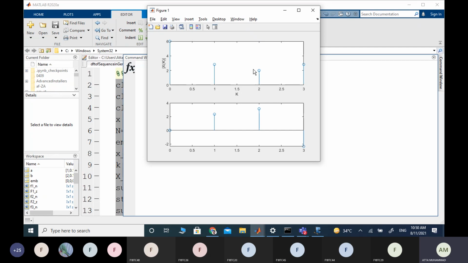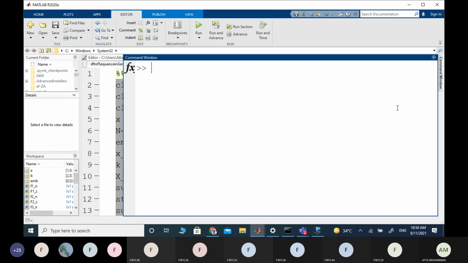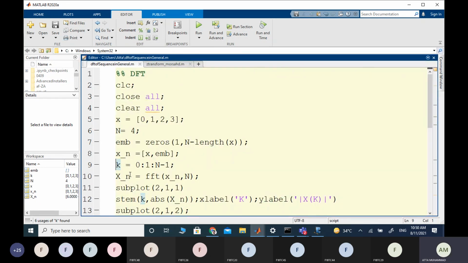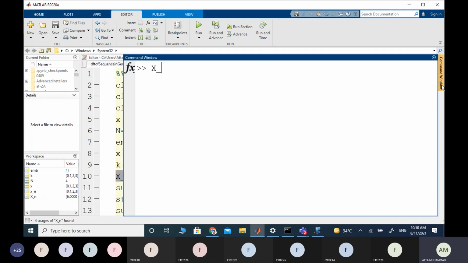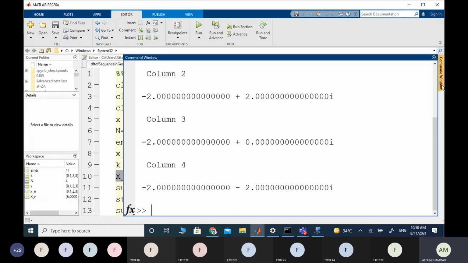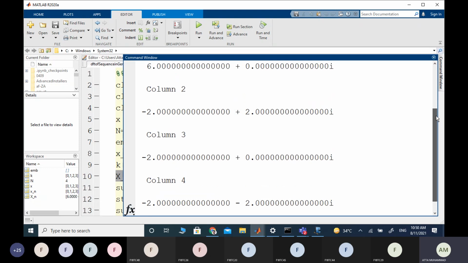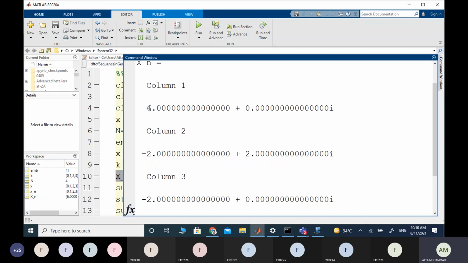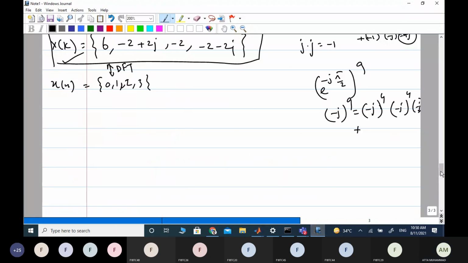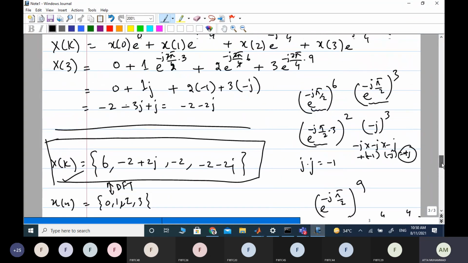This is the magnitude and this is the angle of the signal, but we want to see the total result, and the total result is stored in x underscore n. So if you want to see the result x underscore n, now you can see it. The first value x of 0 is 6 plus 0j. So we had 6, right? First is 6.